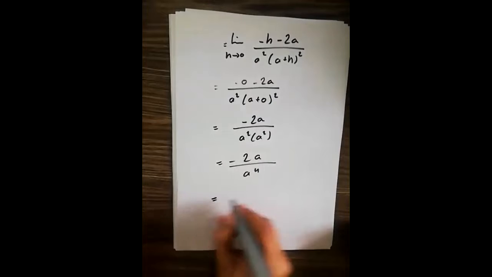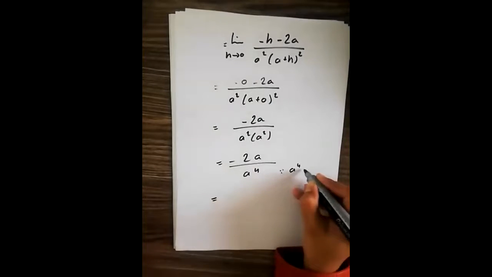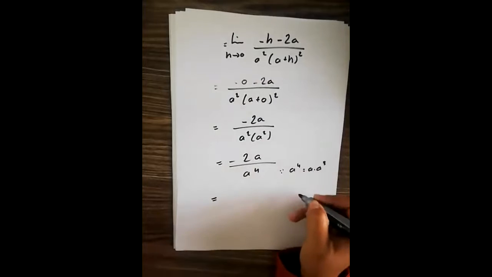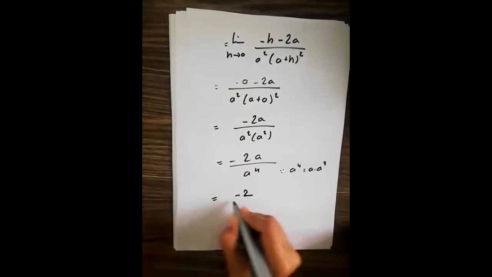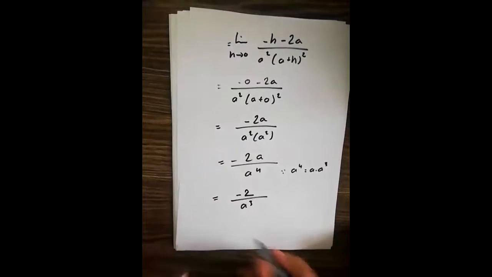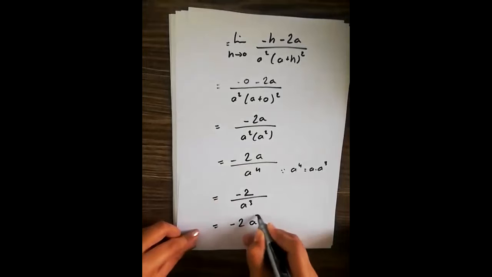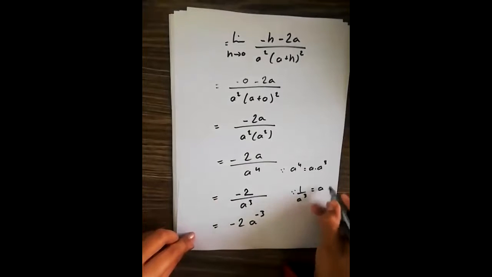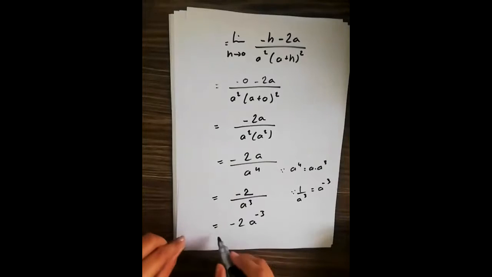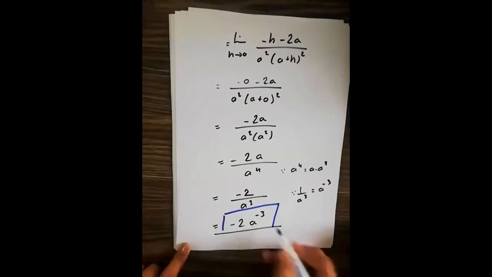and this will become, we can, a4 is equals to a dot a cube. So we can cancel this a with this a. This will become 2a over a cube. We can also write it as 2a raised to minus 3, as 1 over a cube is equals to a raised to minus 3. So this is the derivative of that given function x raised to power minus 3 at point A.